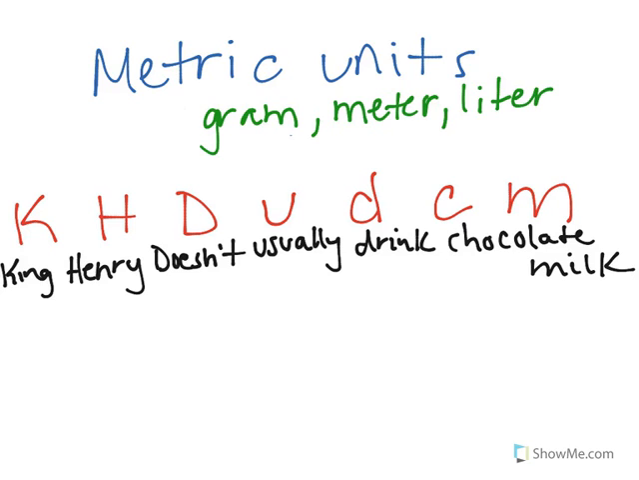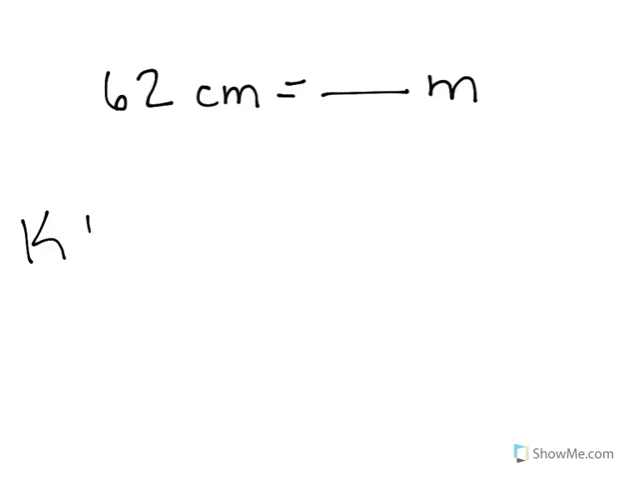Again, I'm going to say King Henry doesn't usually drink chocolate milk, and this will make more sense when we do our conversions. So my first example is 62 centimeters equals how many meters? So again, we're dealing with length here. Meters is my measurement for length. So 62 centimeters equals how many meters? So I'm going to remember King Henry doesn't usually drink chocolate milk.